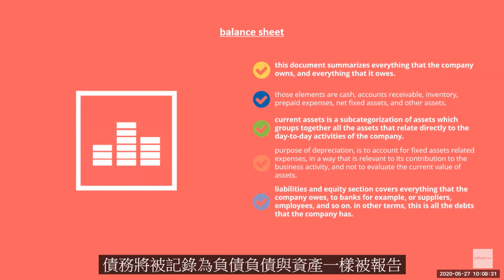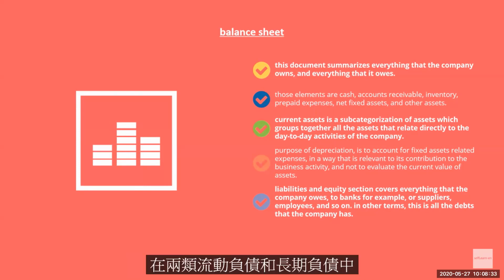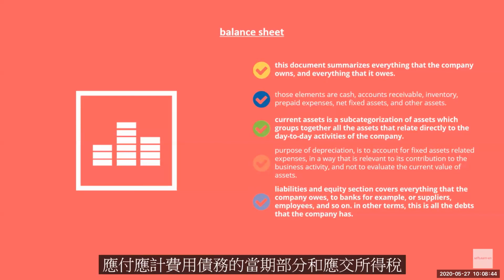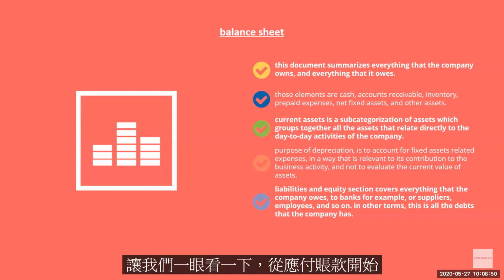Liabilities are reported just as assets in 2 categories, current liabilities and long-term liabilities. Again, just as for assets, the current liabilities are the ones affecting and being affected by the daily activity of the company. Current liabilities include accounts payable, accrued expenses, current portion of debt, and income taxes payable. Let's look at those one by one. Let's start with accounts payable.